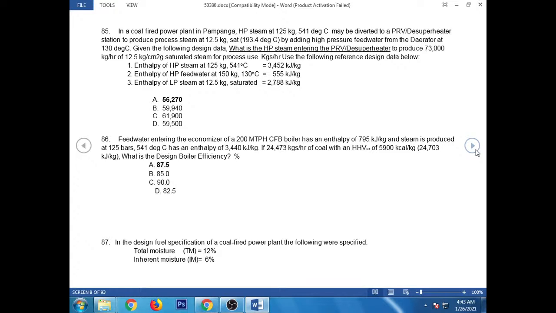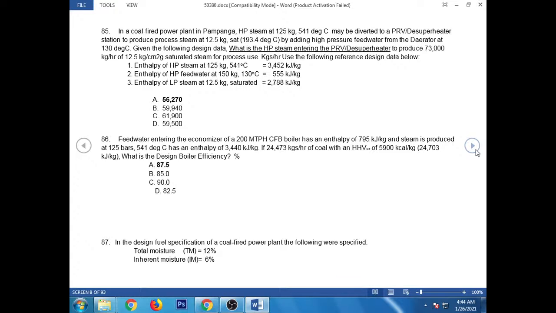1. Enthalpy of HP steam at 125 kg, 541 degrees Celsius is equal to 3,452 kJ per kilogram. Number 2. Enthalpy of HP feed water at 150 kg, 130 degrees Celsius is equal to 555 kJ per kilogram. Third, enthalpy of LP steam at 12.5 kg saturated is equal to 2,788 kJ per kilogram. Answer: 56,270.